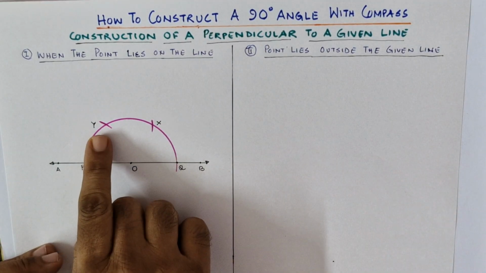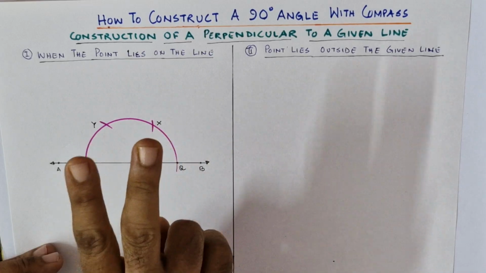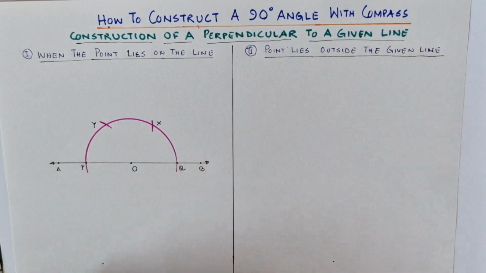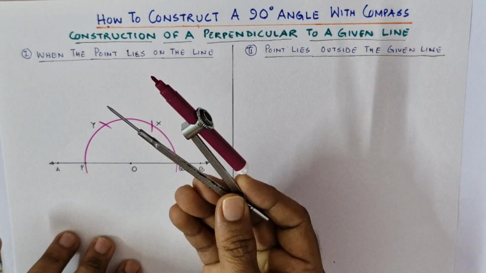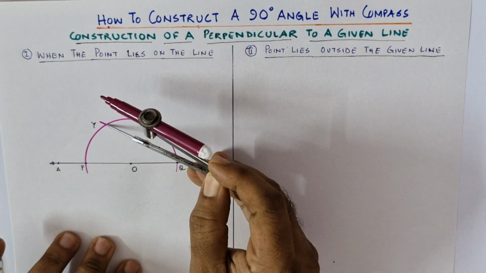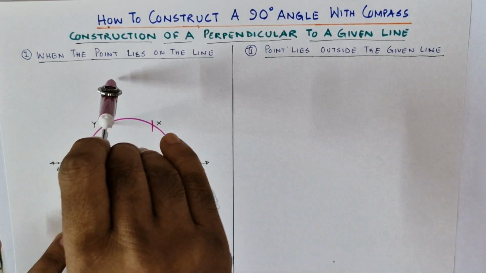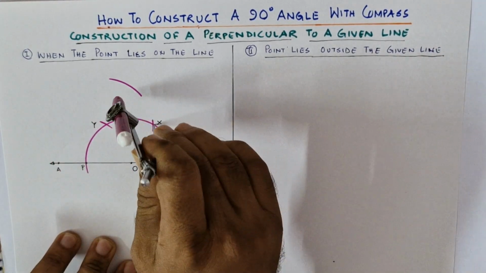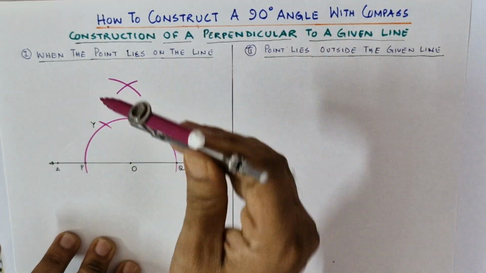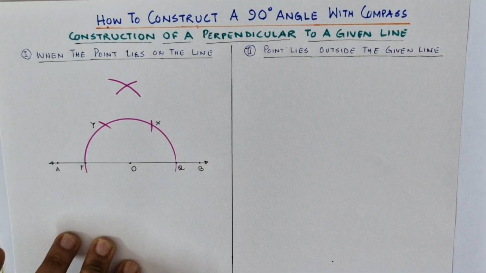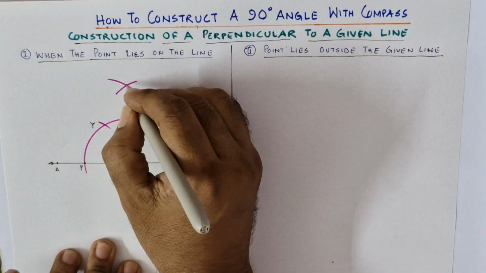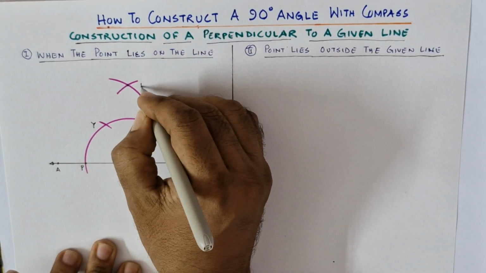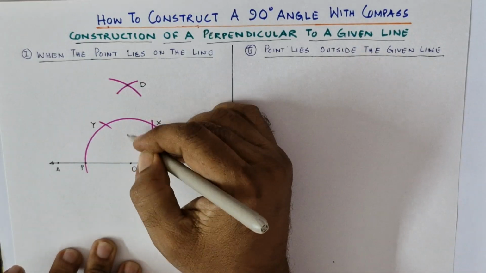Now taking Y as center and X as center, draw two arcs intersecting each other. We are not changing the radius. We'll take this as center and draw an arc, and we'll take this as center and draw an arc and intersect. See? Let's name this point D. Now join DO.